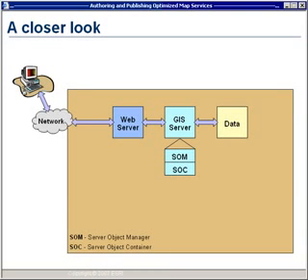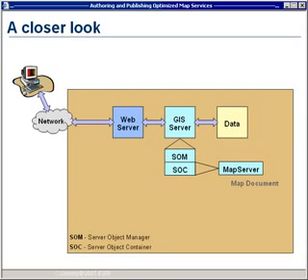The GIS server is made up of the SOM and the SOC. The SOM, or Server Object Manager, is in charge of managing all of the requests that are coming in from the client applications. The SOCs, or Server Object Containers, are responsible for processing the requests and getting the responses ready.